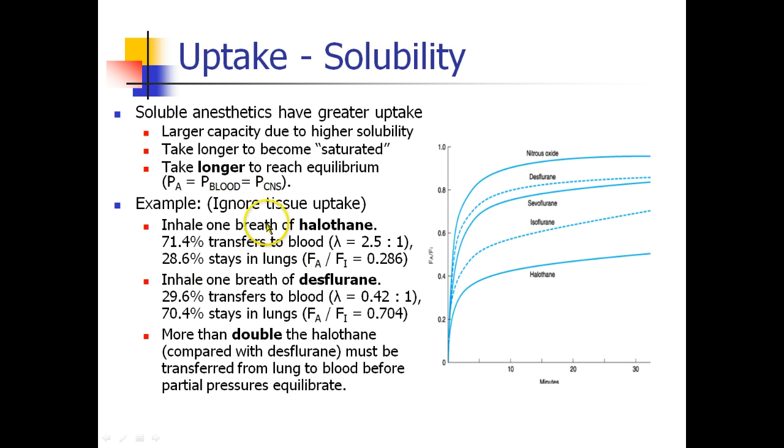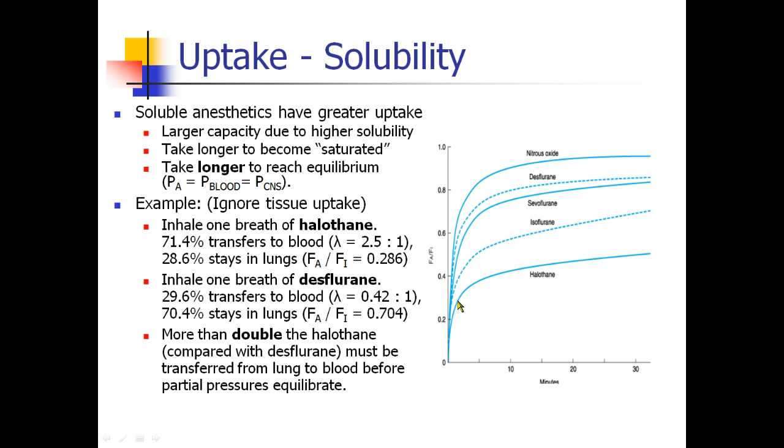And we could calculate the FA/FI after one breath. Well, if 28% is in the lungs, so FA over FI is 0.286. And we can look at that. Right? 0.286 would be right about here for halothane. And I'm going to leave my pointer right there.